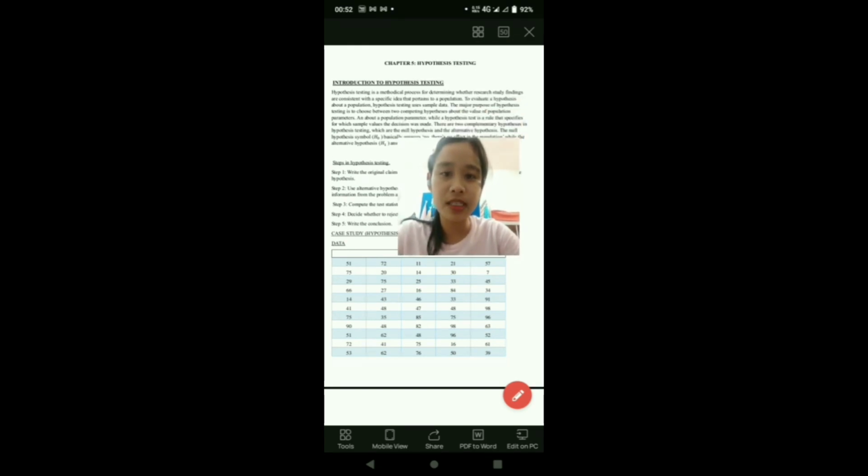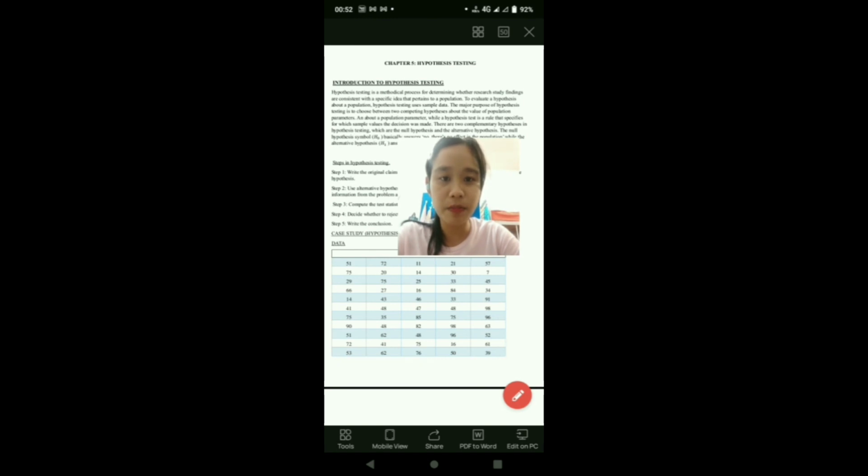Today I would like to present about chapter 5, which is the topic hypothesis testing. What is hypothesis testing? Hypothesis testing is a methodological process for determining whether research study findings are consistent with a specific idea that pertains to a population. To evaluate a hypothesis about populations, hypothesis testing uses sample data.